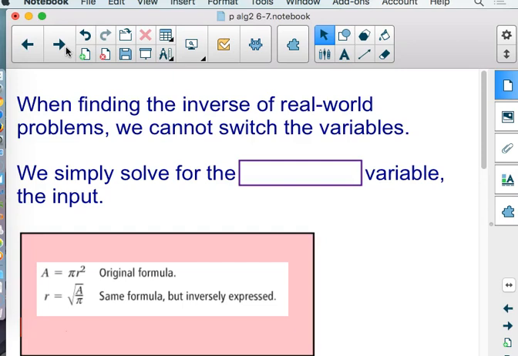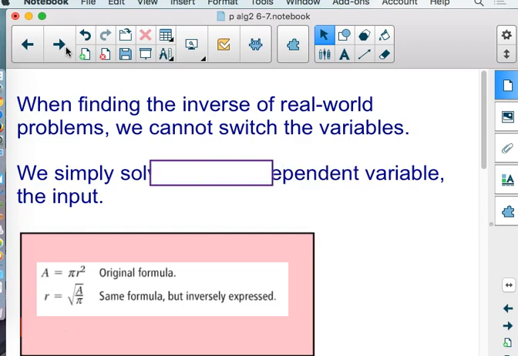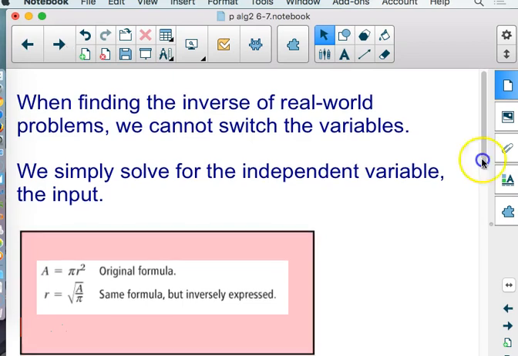Well, you just solve for the variable that's not already solved for. So we simply solve for the independent variable, the input. So whichever one you would normally say, oh, I'm going to put a radius into this formula, well, just solve for that one. That will give you the inverse.